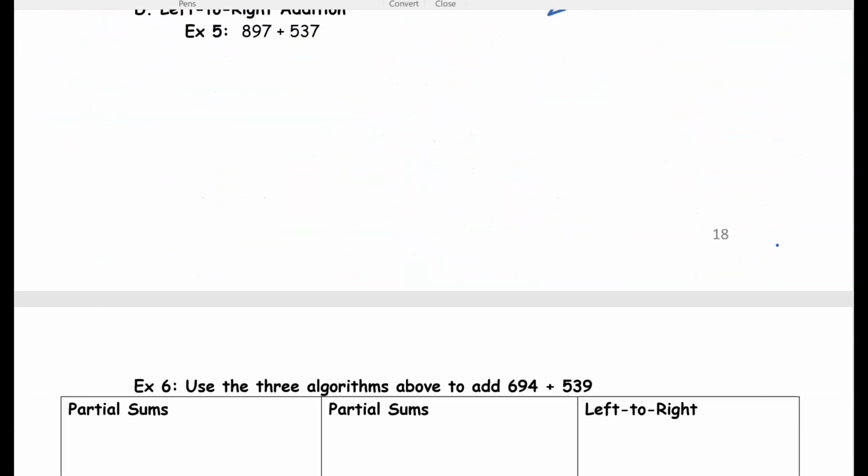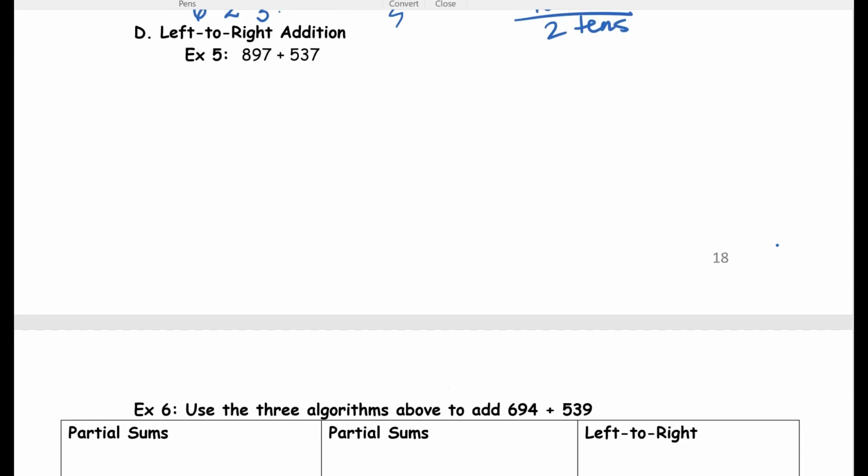Okay, and then the last one we're going to do, and then we're just going to do some practice, is left to right addition. Okay, so 897 plus 537. Usually we work right to left, but it is possible. Some kids and some people's brains just work better going left to right, and it is possible to do left to right. So what you do is you start on the left. So 8 plus 5 is 13. And you're going to write 13 so that the 3 is in line with the 8 and the 5. And then the 9 and the 3, okay, you're going to add those. So 9 plus 3 is 12.